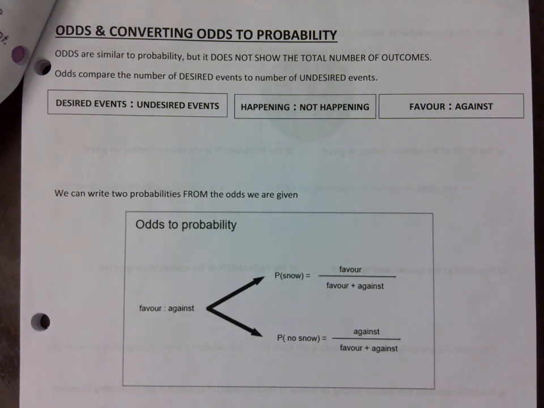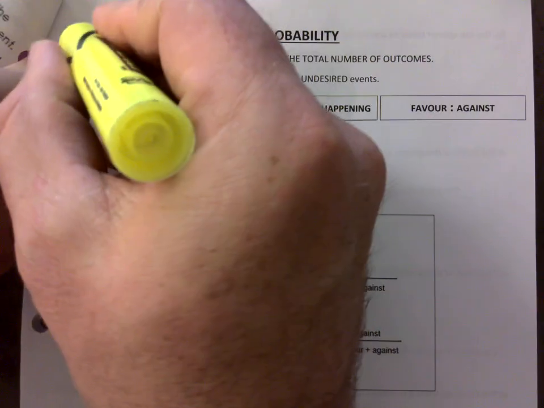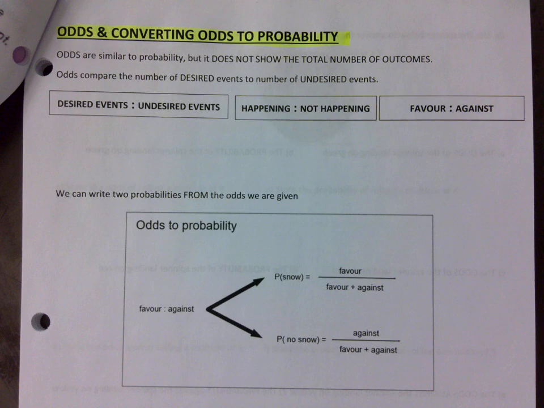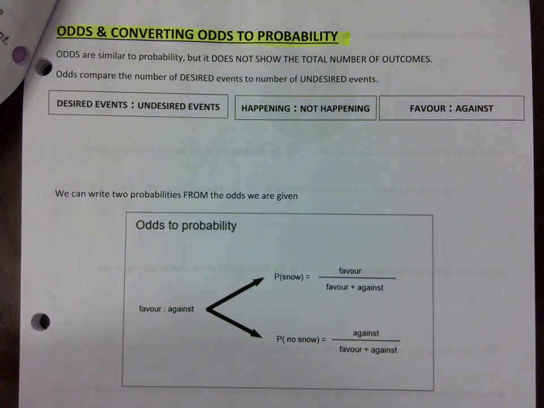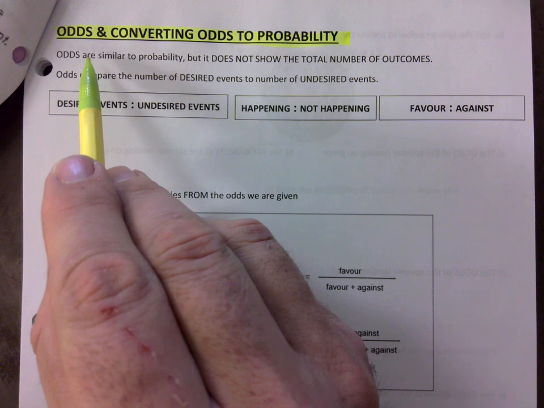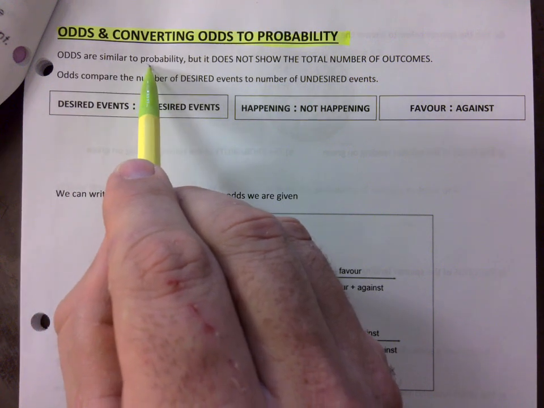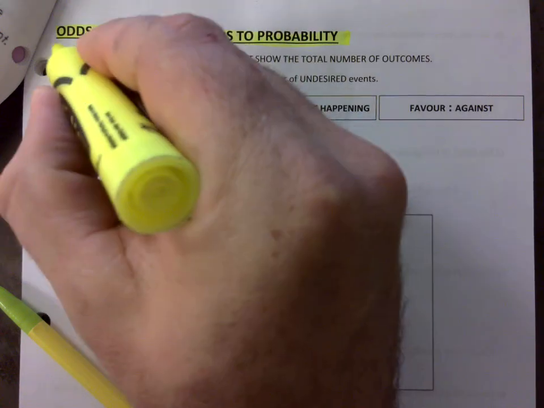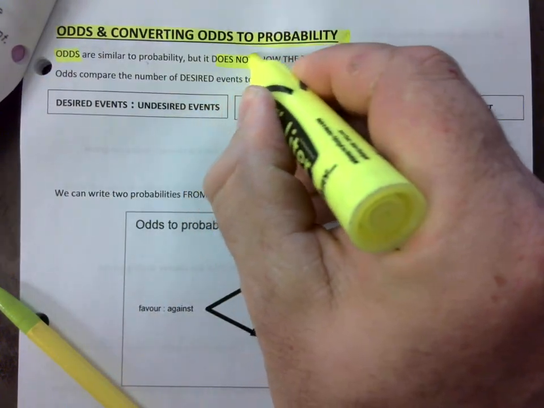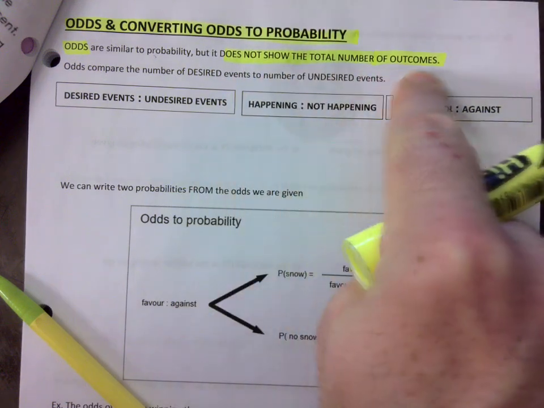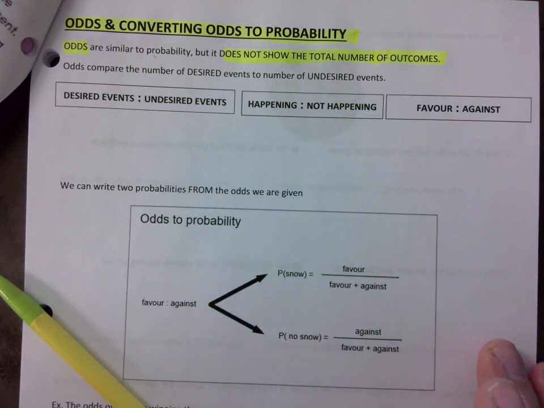Okay, so odds and converting odds to probability. Now we're shifting gears, but they're very much related. Odds and probability are related. Watch this. Odds are similar to probability, but what's so unique about odds? The odds do not show the total number of outcomes.